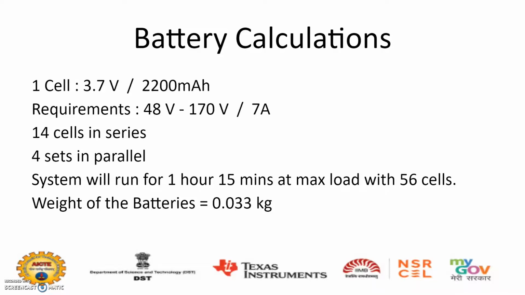This will cause the motor to run for 1 hour 15 minutes at max load with 56 cells, and the total weight of the battery system will be 0.033 kgs.